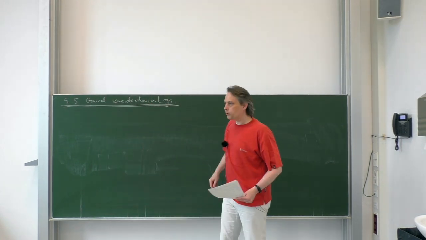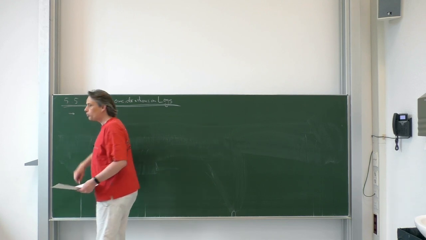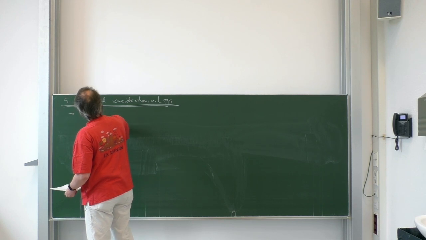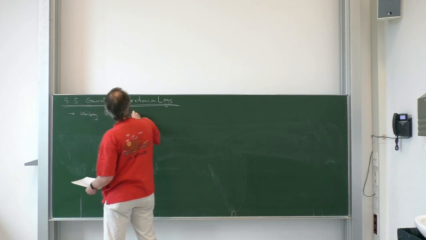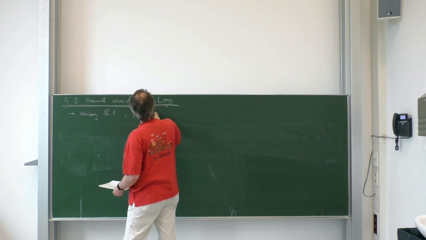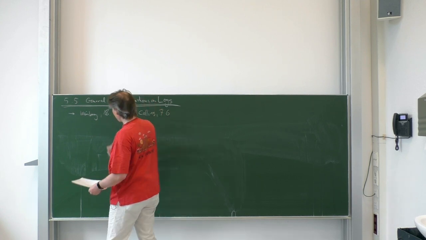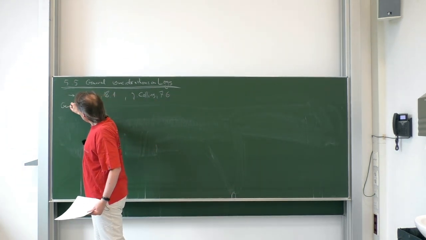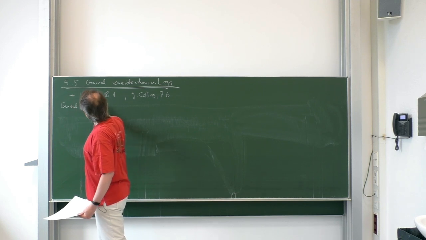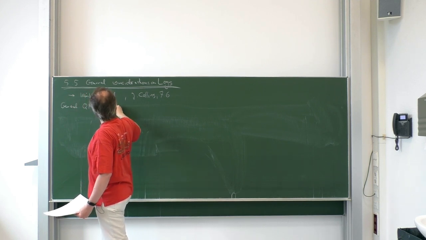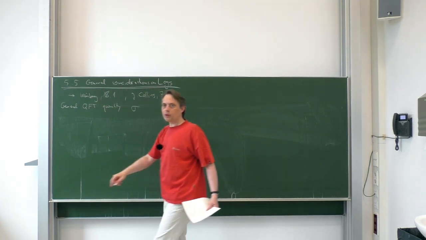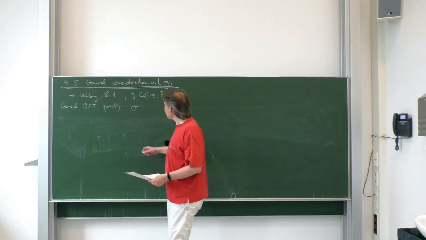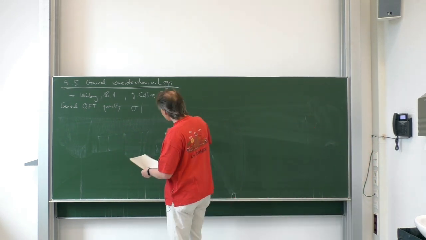And you can find similar discussions in the quantum field theory book by Weinberg and in the renormalization book by Collins. And we simply consider a general quantity in quantum field theory. I call it sigma, but it doesn't have to be an observable. It can be any quantity that you want, also an unphysical Green function. But let's write it for an observable sigma.